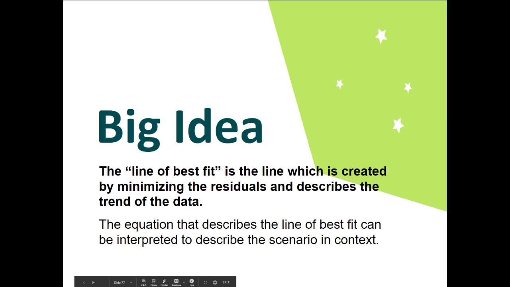So what's the big idea? Today's big idea is that the line of best fit is the line which is created by minimizing the residuals, and it describes the trend of the data. The equation that describes the line of best fit can be interpreted to describe the scenario and context.